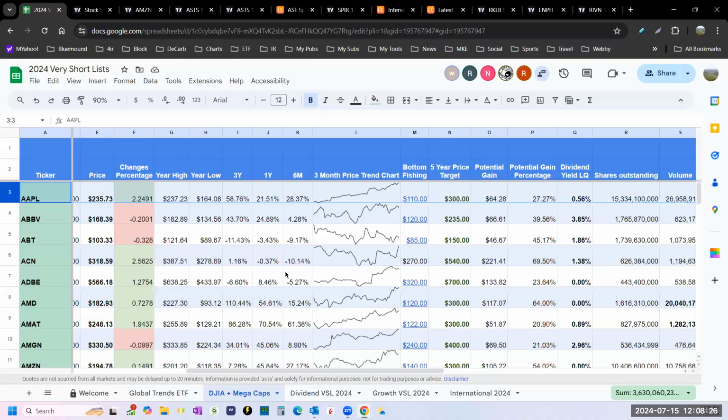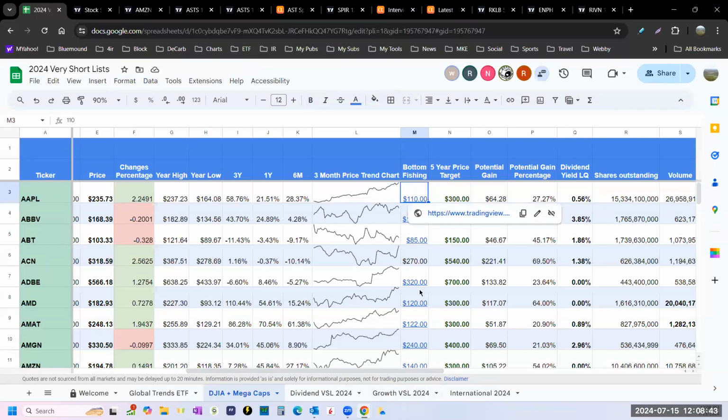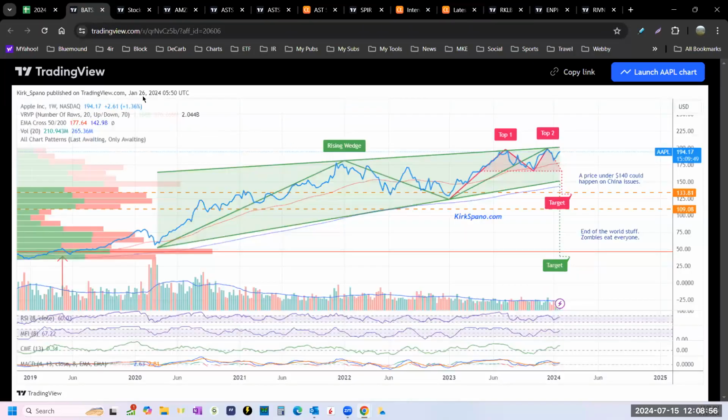So if you take a look at Apple, which is one of the 5 forever stocks, you can see not a whole lot of angst in this stock. I think the bottom fishing is still down at 110. There could be a market-wide correction. I might adjust this up a little bit. I haven't really played with the chart in the last month or so. This is from February, maybe. We can take a quick look. January 26th. So I will update this chart, and I'm going through all the charts right now, and we'll see.